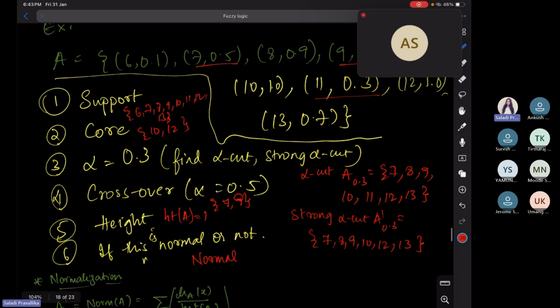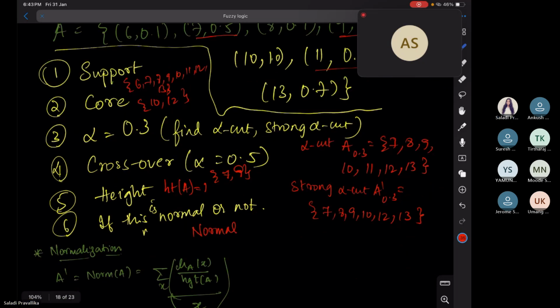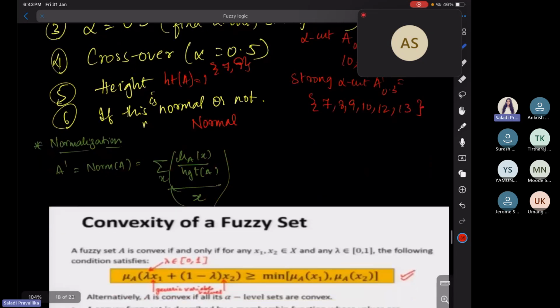That is at 10 and 12. Hence it is a normal fuzzy set. And then we have normalization.